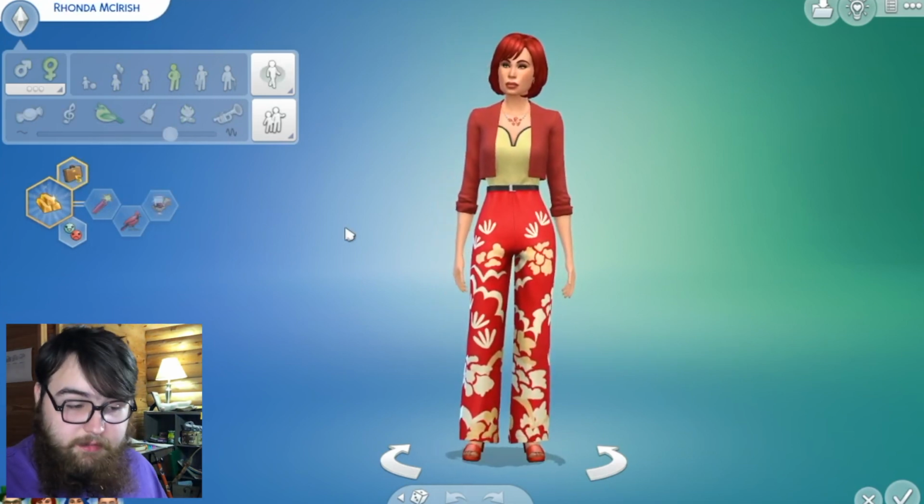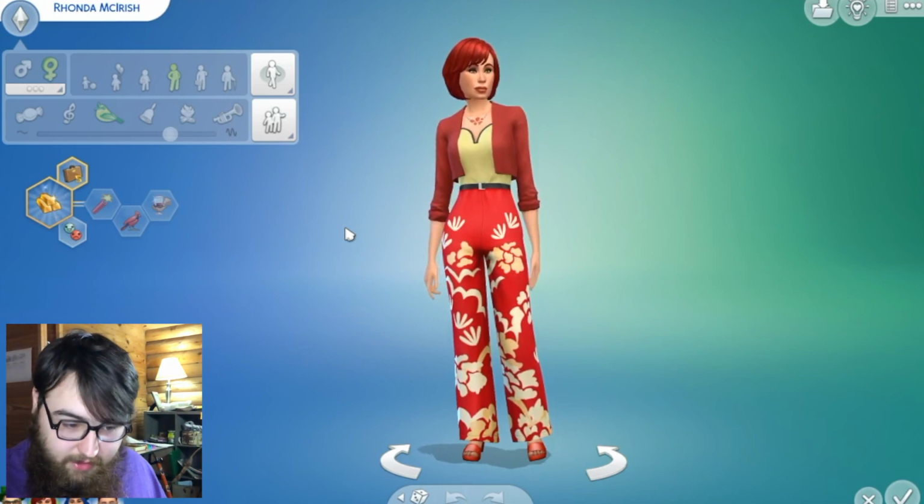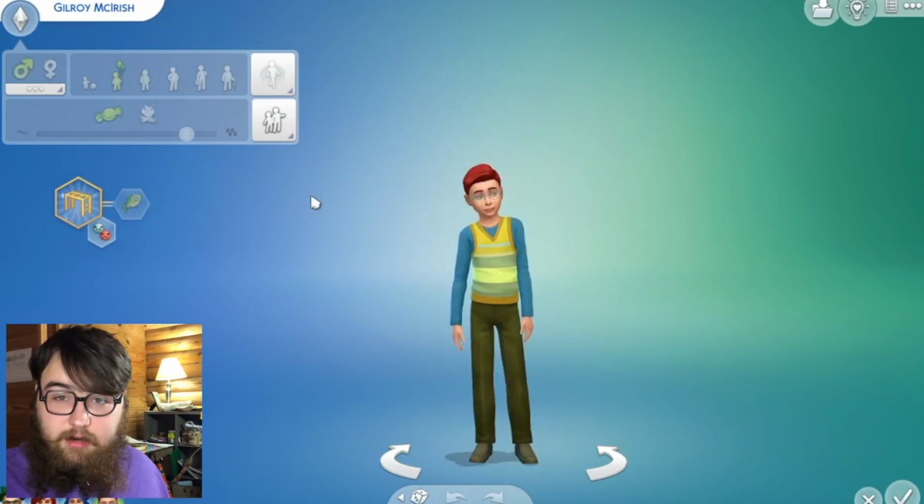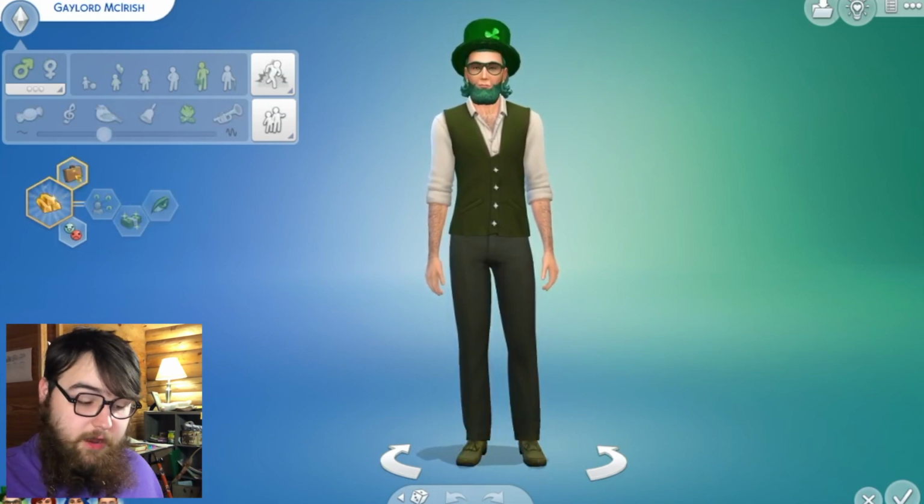This is Rhonda McIrish. She is the owner of the house, the head. This is her daughter Brenda, her other child Gilroy, and then we have Gaylord McIrish, who is Rhonda's dad.